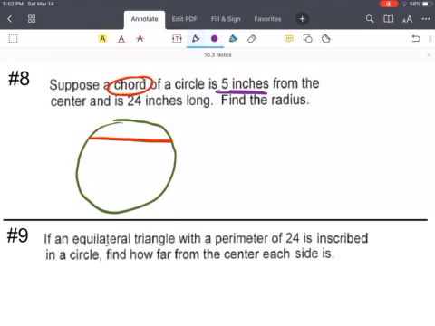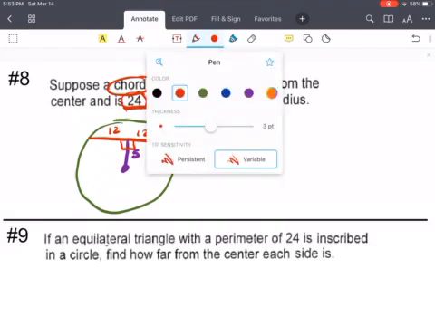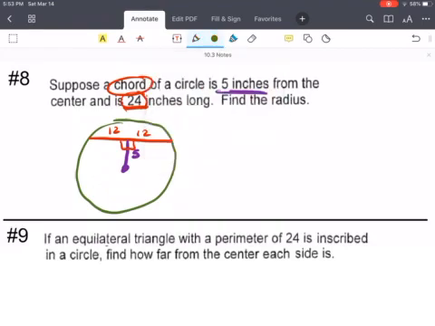If it's 5 inches from the center, so the center to that chord is 5, and the chord itself is 24 inches long. Remember that if we draw that distance from the center at a right angle, then we'd cut that 24 in half to be 12 and 12, which will make finding the radius a lot easier now because we have a right triangle.